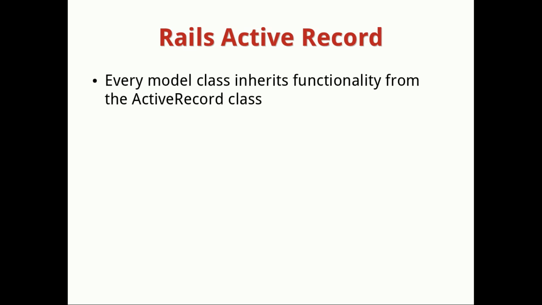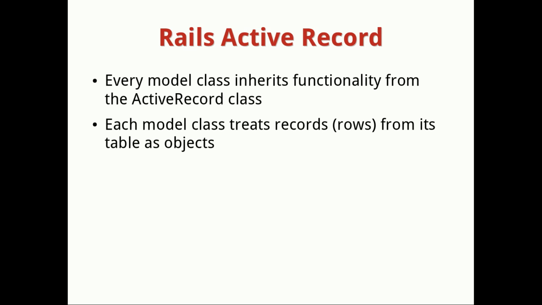So inside of Ruby on Rails, each model class inherits a lot of its functionality from the Active Record class. And what this means is that each model class treats the records or the rows from its database table as objects. And even though this might seem kind of weird at first, at least it did to me, once you start using it, I think you'll pretty quickly be won over, and you'll see how useful it is and how much more enjoyable it makes developing.